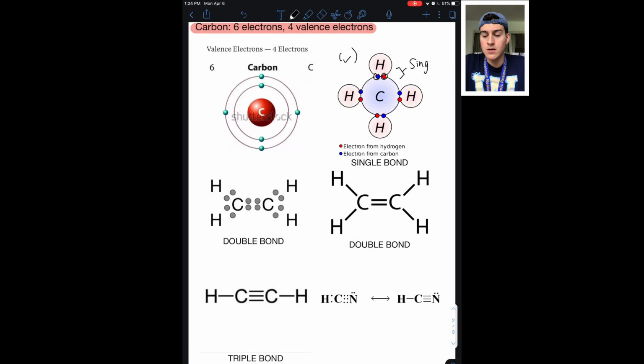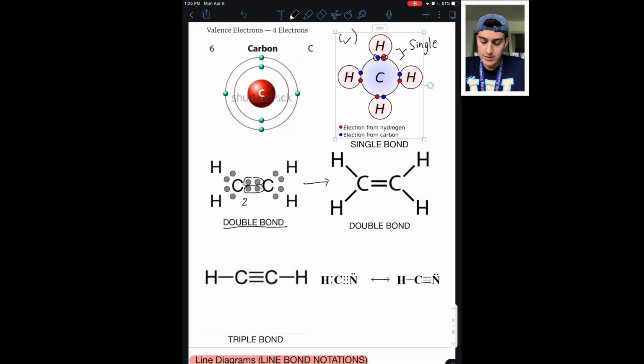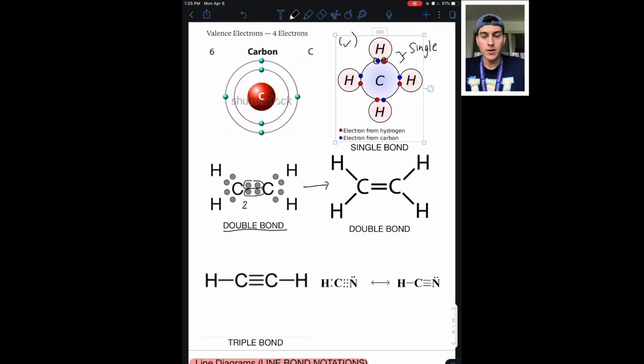The next example right here, carbon is actually sharing 2 of its electrons with another carbon. They're both sharing 1, and right here they're sharing another, so that's 2 shared, making it a double bond. Even though there's 4 electrons in the middle, each carbon atom is sharing 2 of its own valence electrons, making it a double bond. Another way to write it is this way, and the way on the right is more preferred because it's a lot easier to write or draw. The last example is a triple bond, and the carbon could either triple bond to another carbon, or to nitrogen. As shown here, carbon is sharing 3 of its electrons, and so is nitrogen.